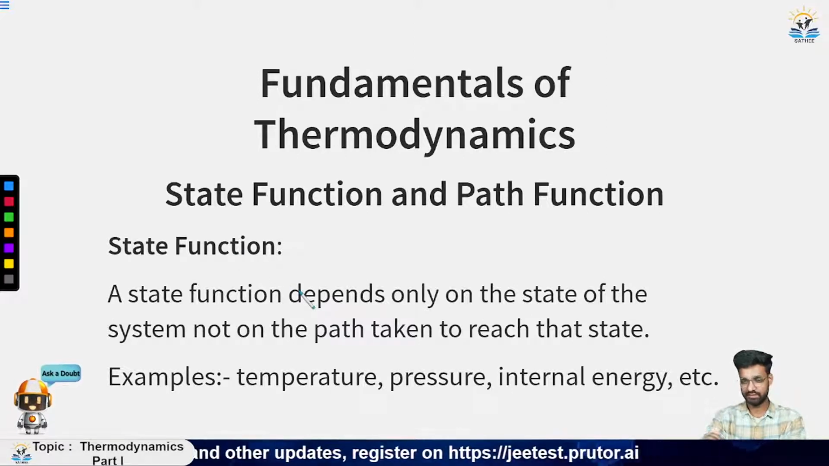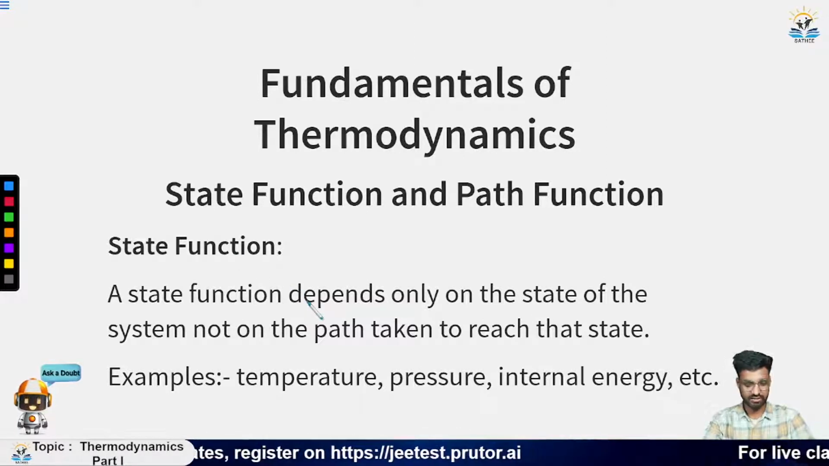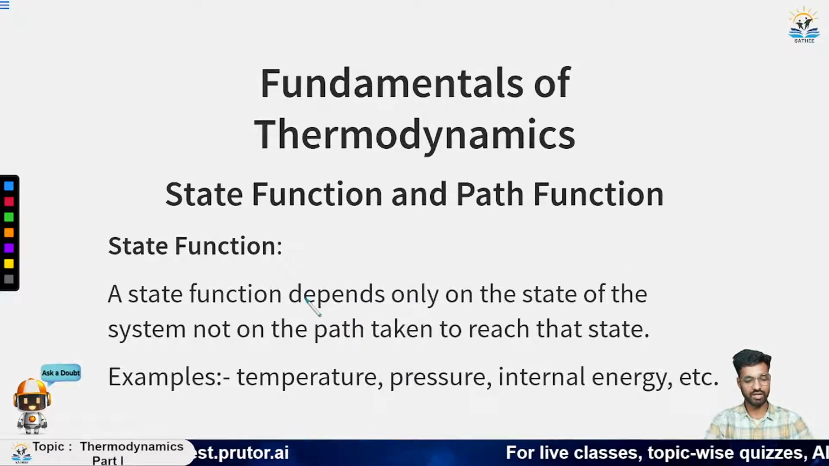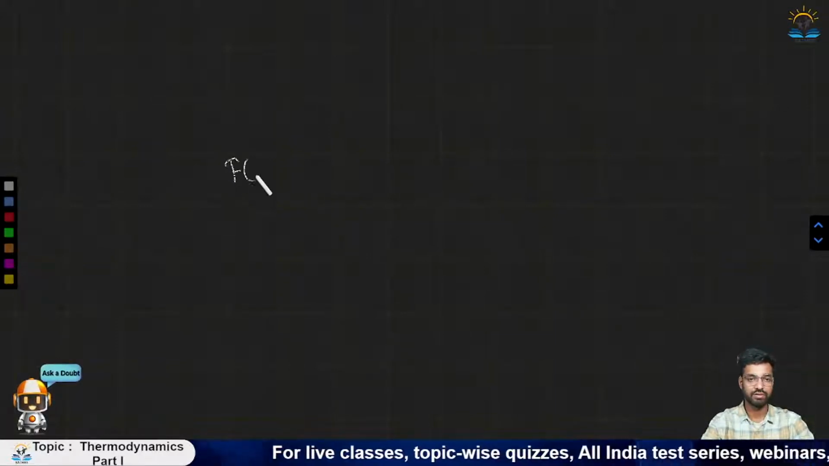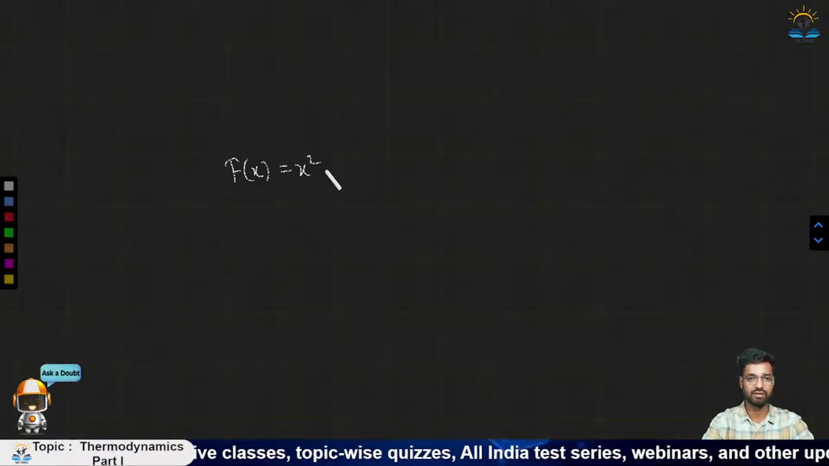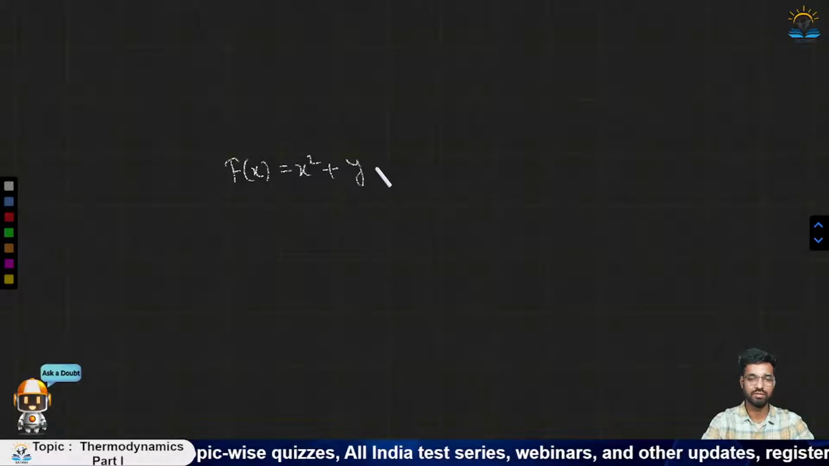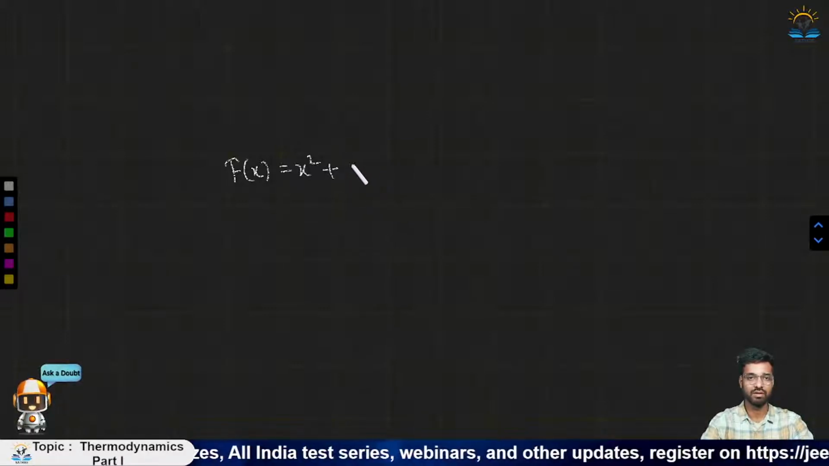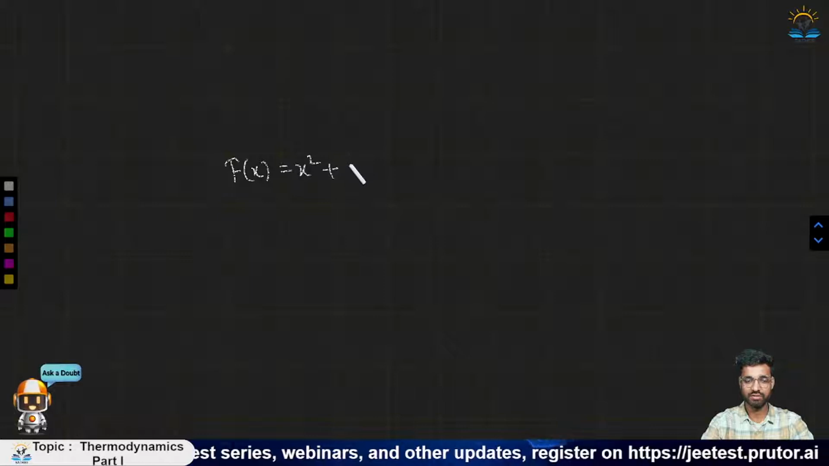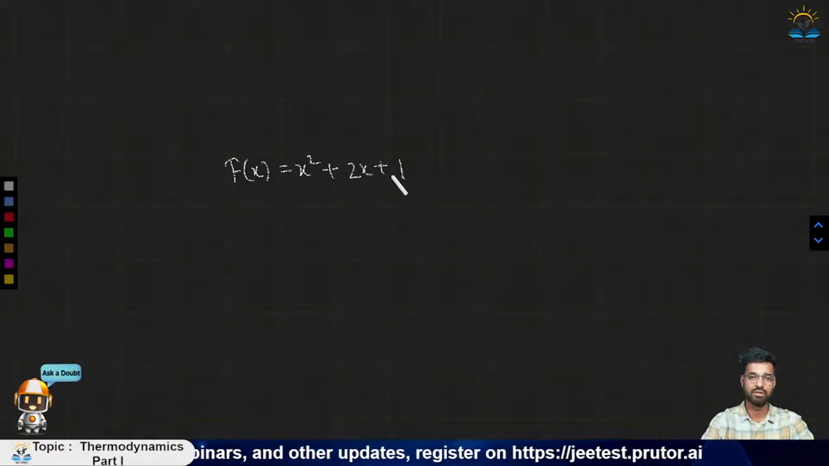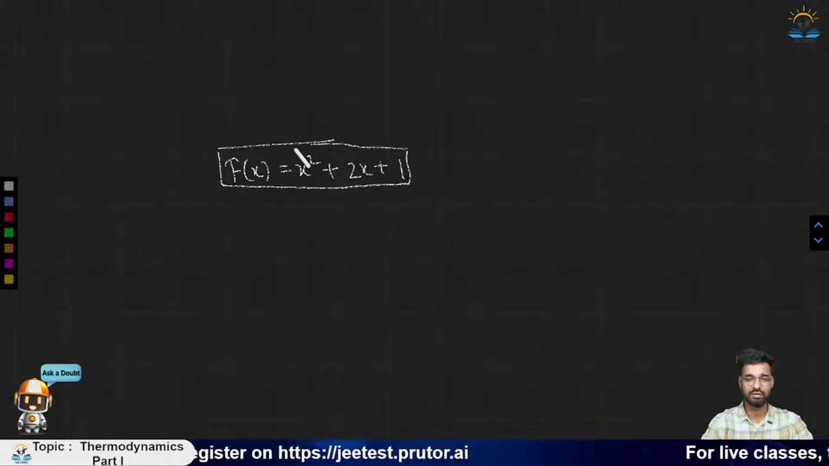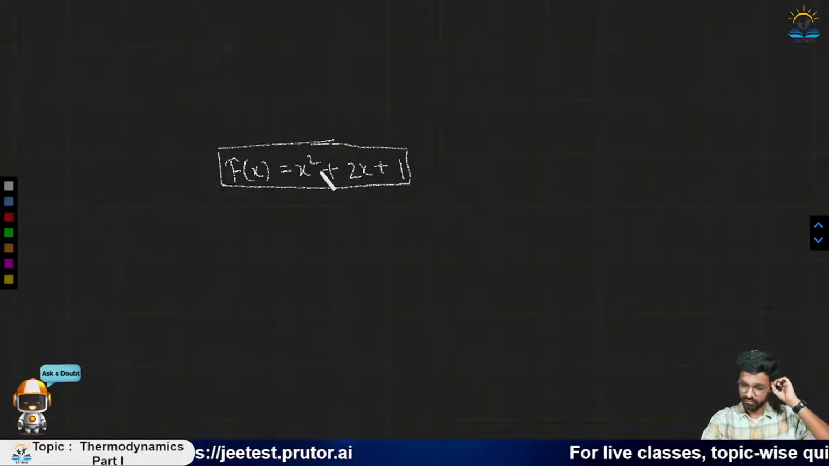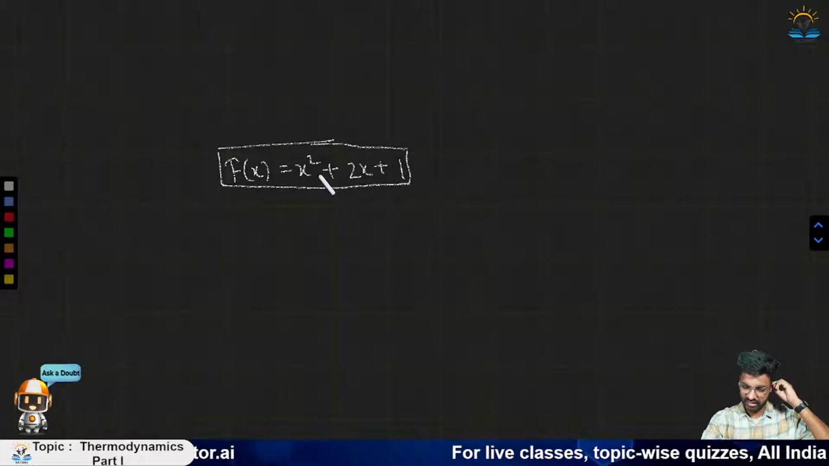Next, we have functions. You know what a function is, but if you are not aware of it, let us take a simple example in maths. Suppose we have a one-variable equation, f(x) equals 2x plus 1. This is a kind of function, in mathematics. This function can also be a state function or a path function.